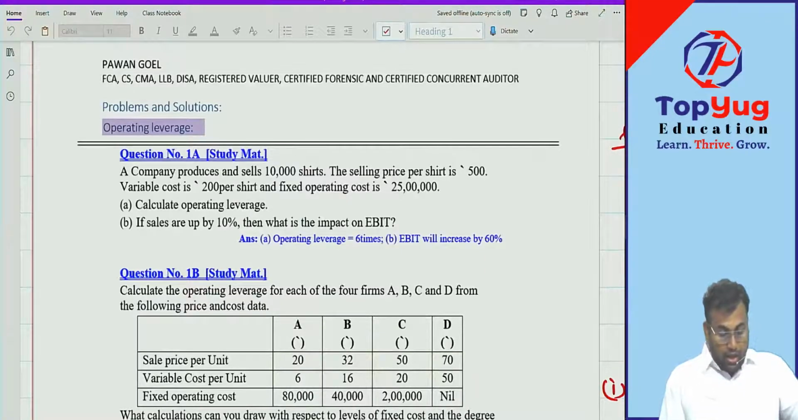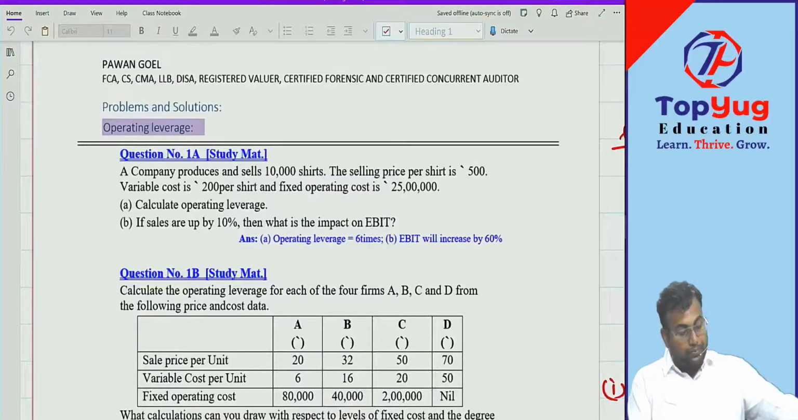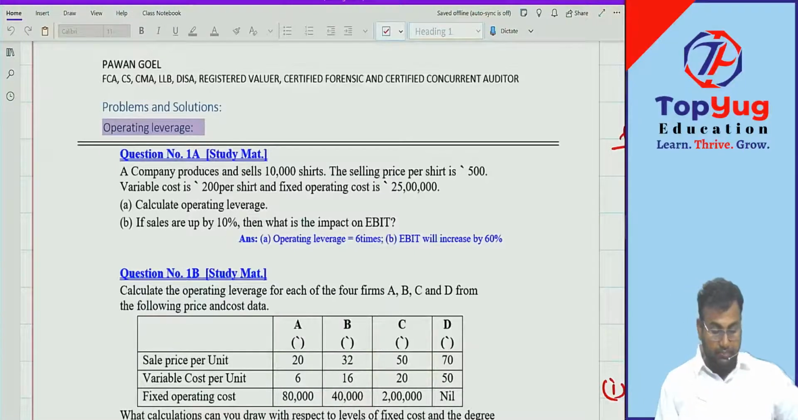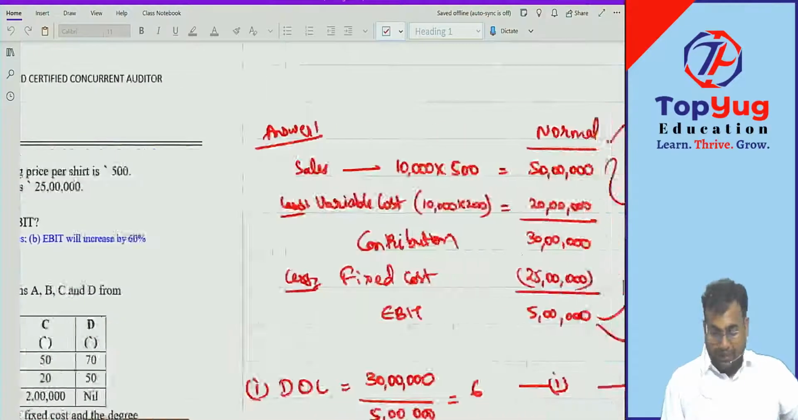What does it say? A company produces and sells 10,000 shirts. The selling price of the shirt is rupees 500 per shirt and variable cost is rupees 200 per shirt. Fixed operating cost is 25 lakhs. Calculate operating leverage, first bit, and second bit is if the sales go up by 10%, then what will be the impact on EBIT? So this also we'll see.